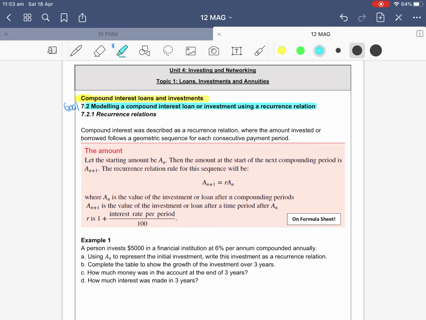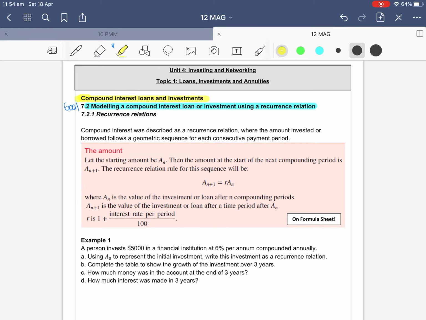So we're going to do this online with this PDF document that is up on eLearn for you. So let's get stuck right into it. If we're going to model a compound interest loan or investment using recurrence, this is our general formula. And this general formula is on your formula sheet that you're going to get for your external exam.